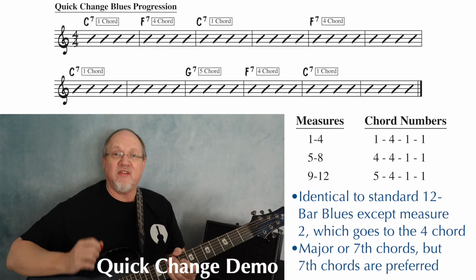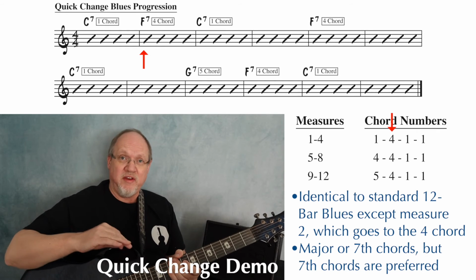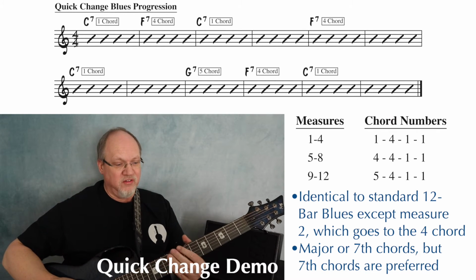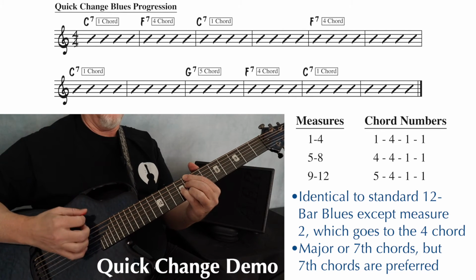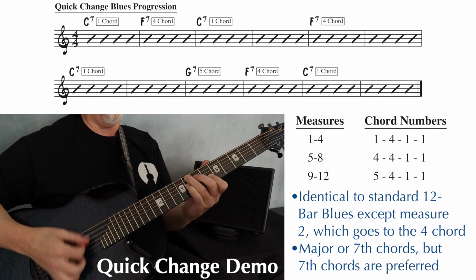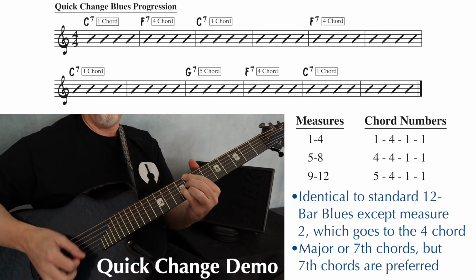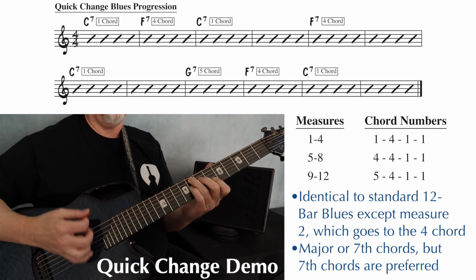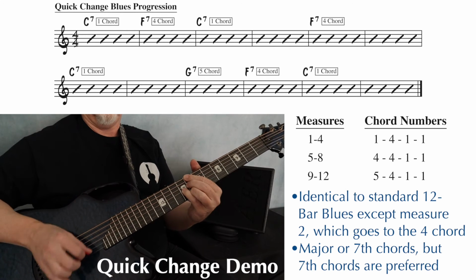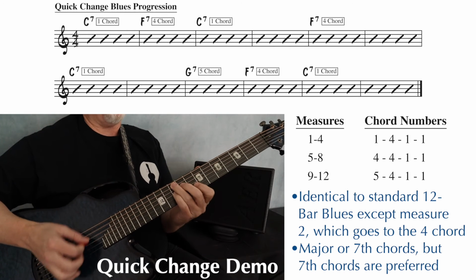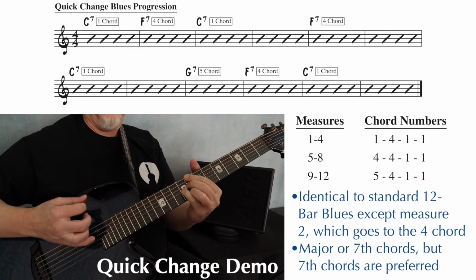The quick change blues is identical to the standard 12-bar blues, except that in measure 2 you go to the 4 chord and then you go right back to the 1 chord. So here's a standard quick change progression, and we're going to talk about navigating it in just a minute. So 1 to 4 to 1, and the rest is just like the standard blues. 4 to 1, 5, 4, and 1.